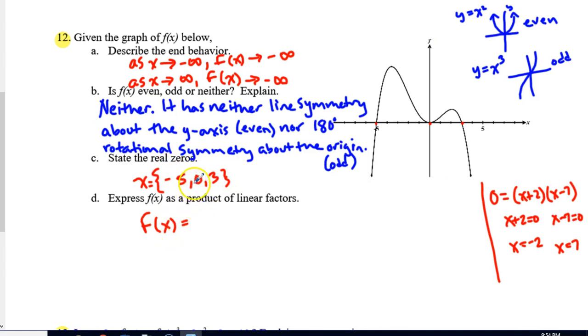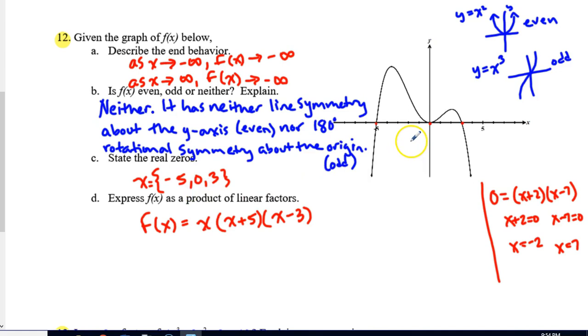So for this zero of -5, that produces a linear factor x plus 5, right? If I sub in a -5 for x, I get a 0. For the 3, x minus 3. If I sub in a 3, I get a 0. Now what are we going to do with 0? Well, obviously, if I just multiply those two, I would get a parabola, right? Obviously this does not have just two factors. So I need here an x, because subbing in an x would give me a 0.